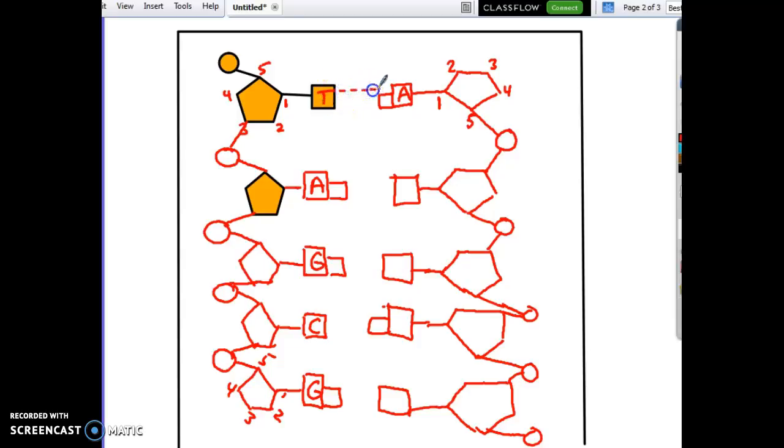So I'm going to draw it as a dotted line because it's technically, we've learned about hydrogen bonds a lot. They're just an attraction between two polar atoms. But notice I drew two of them because every time you have an AT pairing, you actually have two hydrogen bonds. So I'm going to label this. This is not a double hydrogen bond. It's two individual hydrogen bonds.